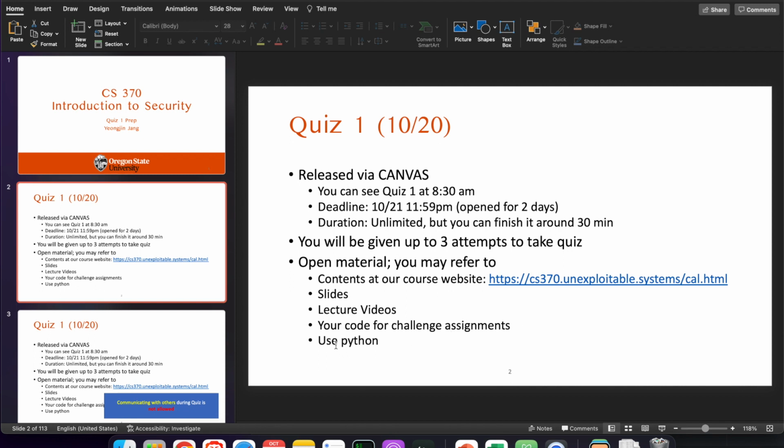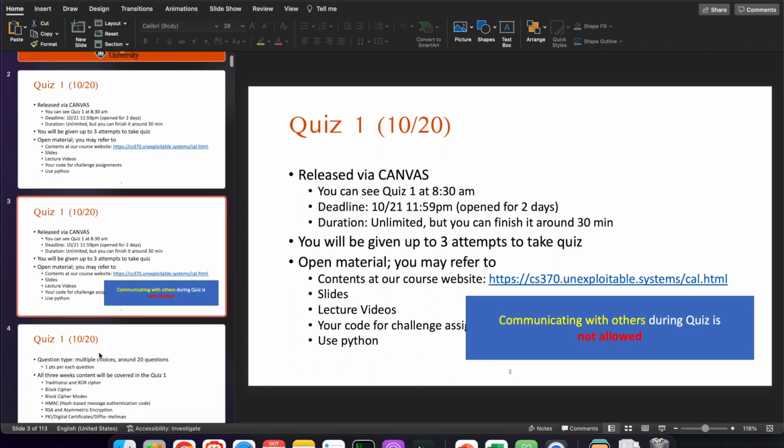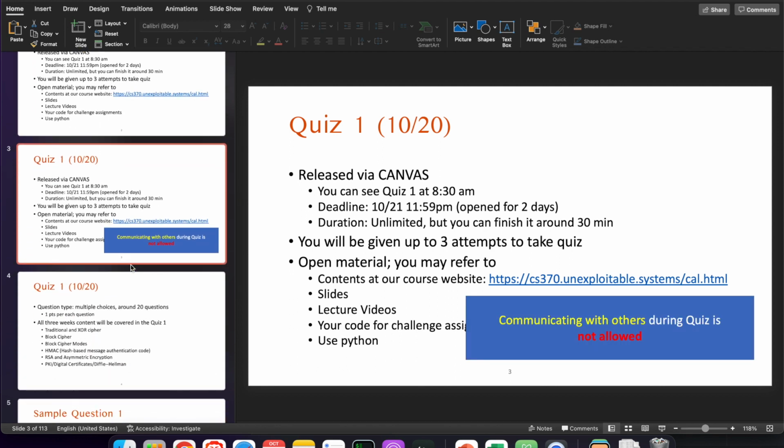And also you are allowed to use Python because some of the quiz questions will ask you to calculate some of the values. In such a case, you can do that with paper and pencil, but I believe using Python will have less burden for you. But please make sure that we do not allow you to communicate with others while taking the quiz. So do not talk to each other, just study and solve the quiz.